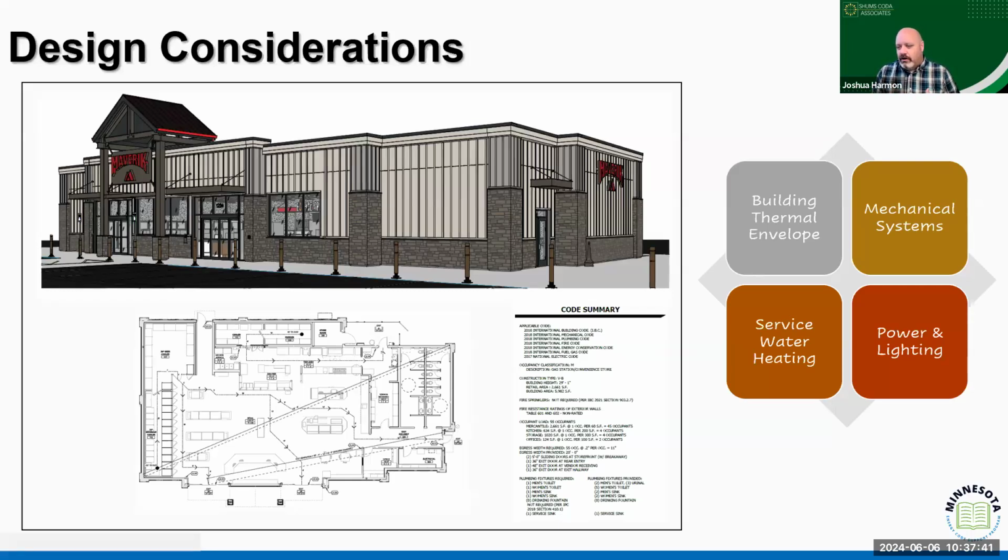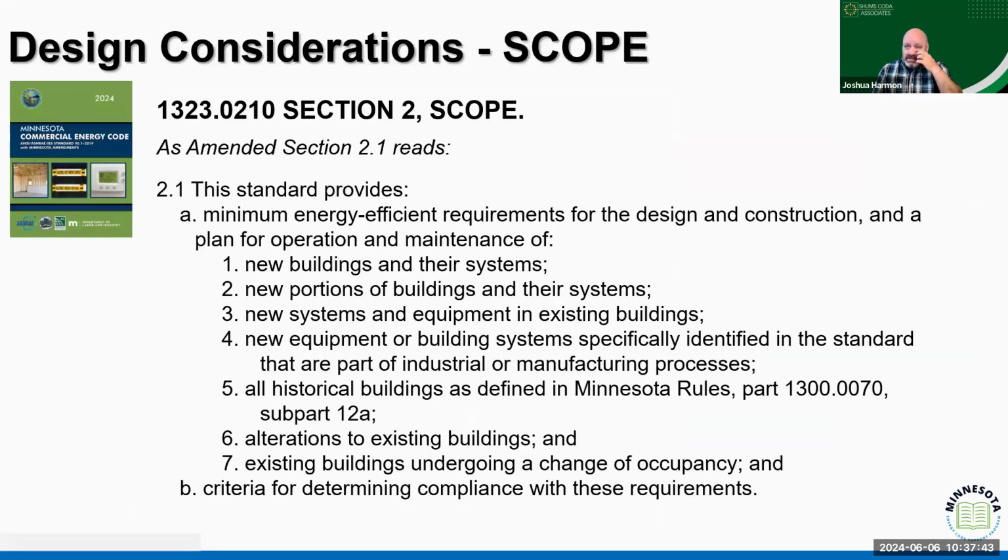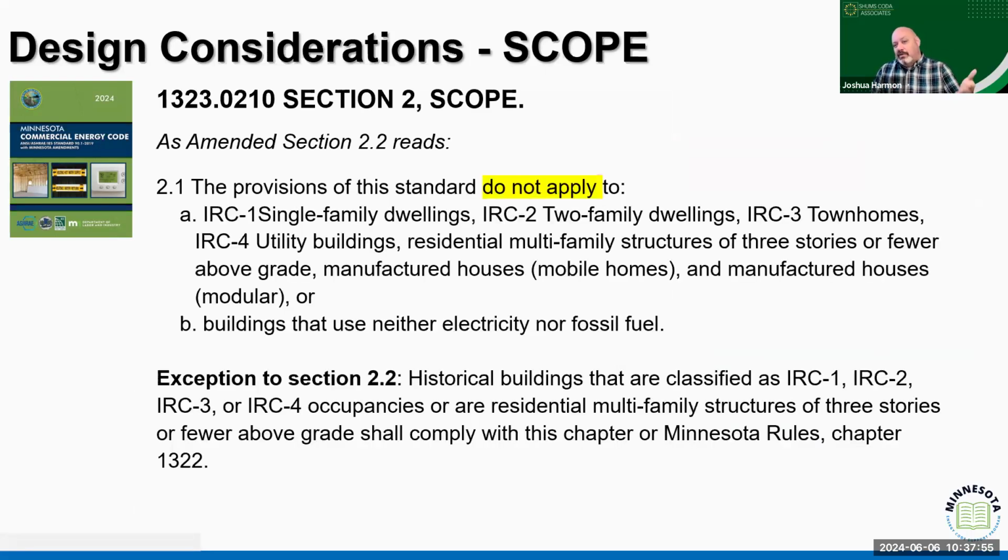Now, the code tells us that the standard is designed to address a variety of different components or concepts in new construction and alterations of existing buildings. And it also reminds us what it does not do. Sometimes it's important to know what it does not do. This does not address single-family, two-family dwellings, townhomes, and those IC4 facilities that are identified.